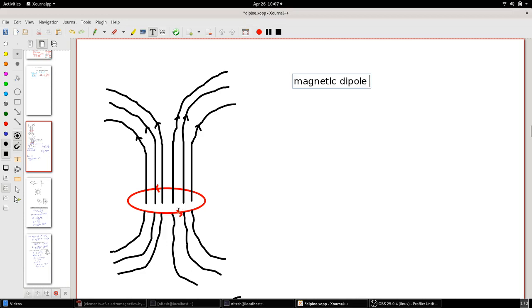You have a current loop, which is this red loop that you see, and you are passing some current through it in the counterclockwise direction. Then what you see is that flux lines will be produced, and they will have a pattern something like this, pointing in this direction if you use the right hand rule.